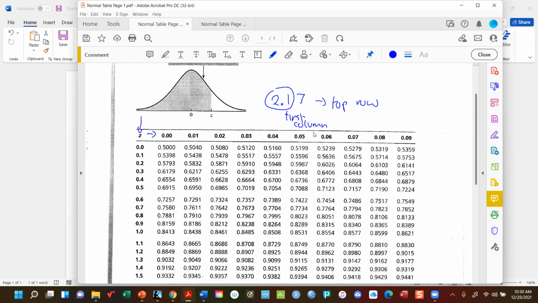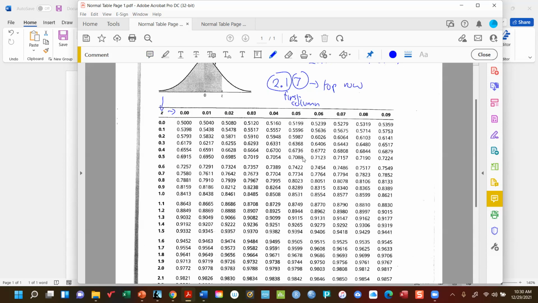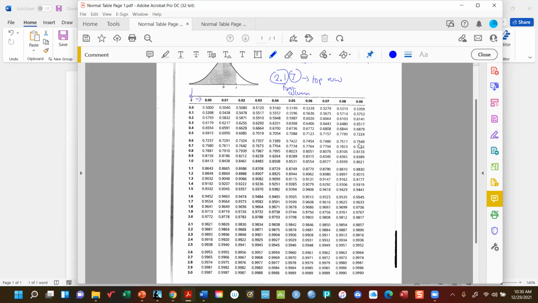That number comes from the first column, and this number comes from the top row, because 2.17 can be written as 2.1 plus 0.07. Now that's the key. So if I come over here to this table, and just shrink it up a little bit so you can see what I'm doing, you see there's a 2.1 here, and there's a 0.07 here.